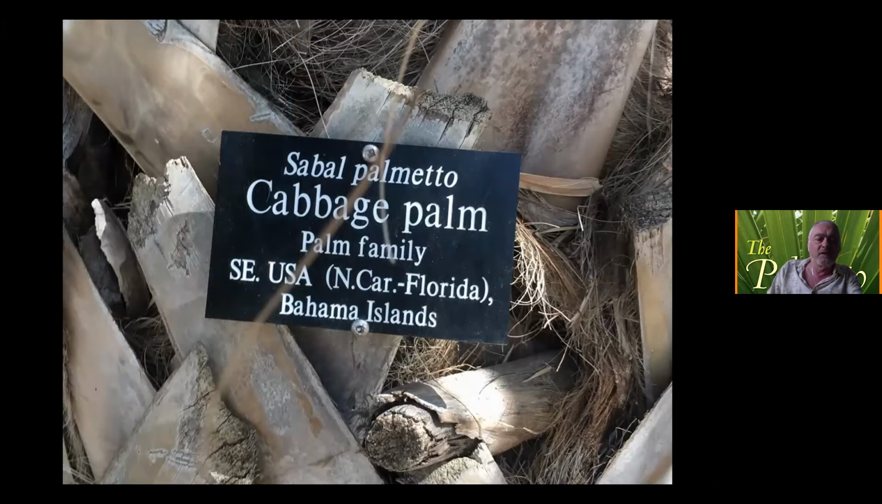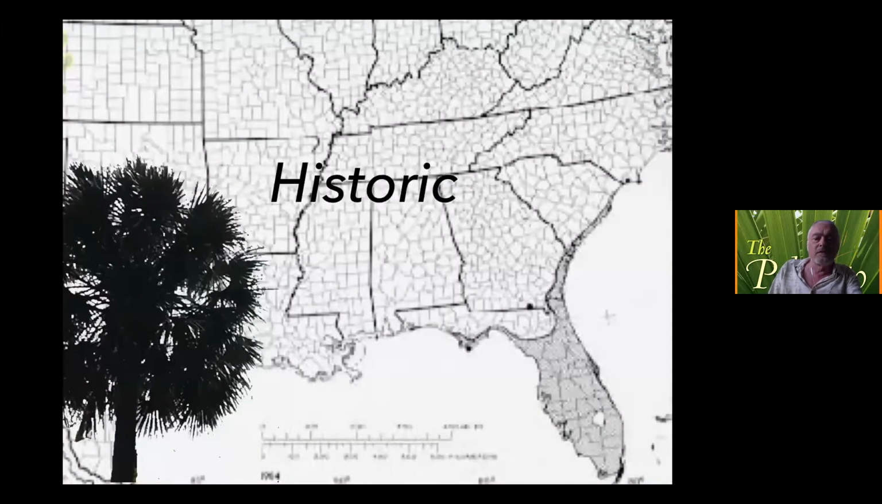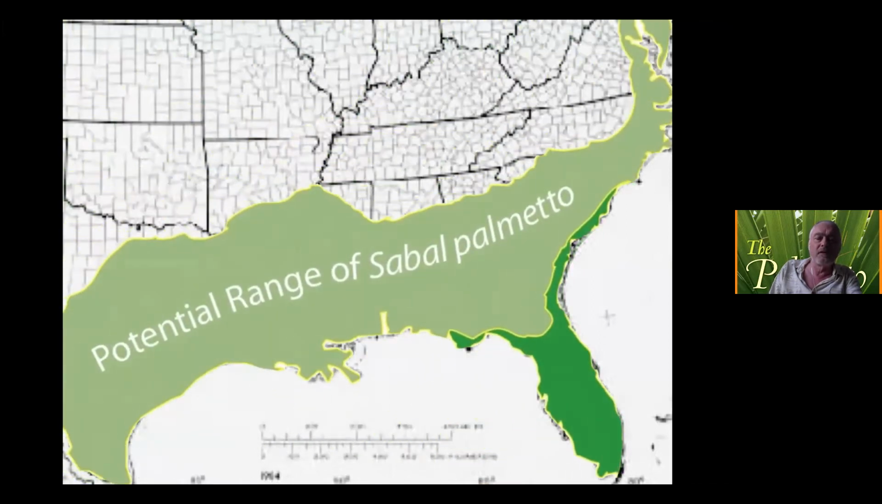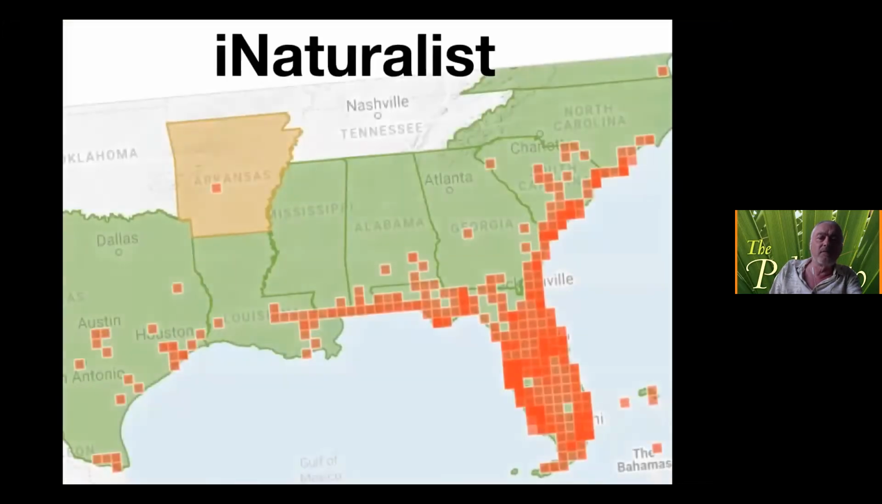In addition to the southeastern US and the Bahamas, they're also found in Cuba. So the historic range of the cabbage palm is most of peninsular Florida up the east coast to North Carolina, but not particularly far west on the Gulf Coast. And the sort of theoretical range of where they might grow is larger. And then I went to iNaturalist to look at where people have reported them. And so that pretty much tracks what that potential range map looks like.